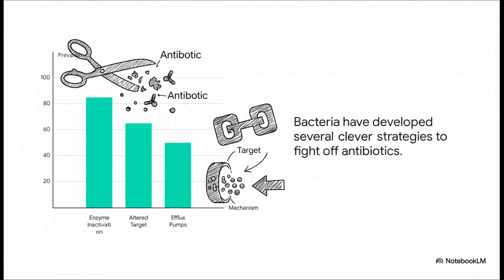And here are their top 3 strategies. First, they can produce enzymes that act like scissors, just chopping our antibiotics to pieces. Second, they can change their own structure so the antibiotic's key doesn't fit the lock anymore. Or third, they can install these tiny little pumps in their cell walls that actively push the drug out just as fast as it comes in. It's a full-blown biological arms race.